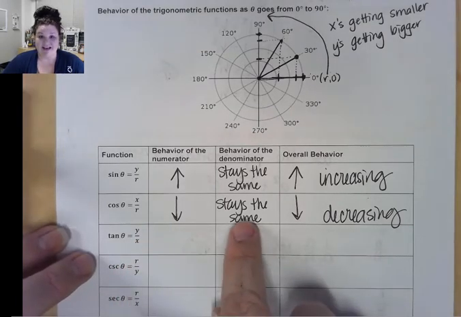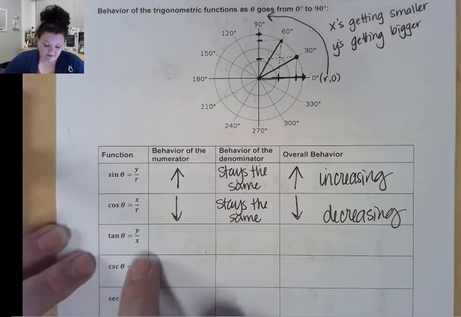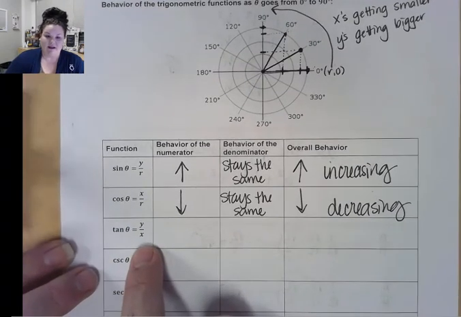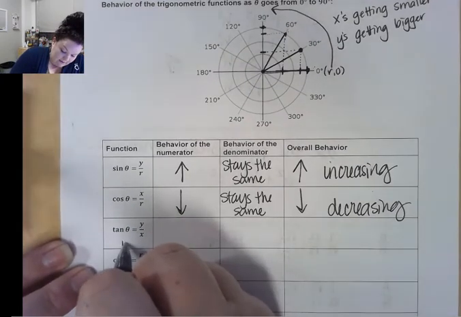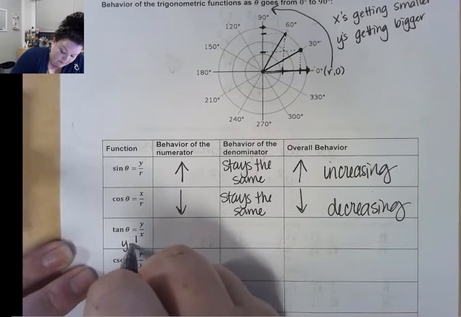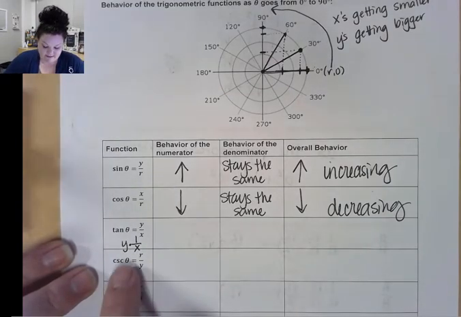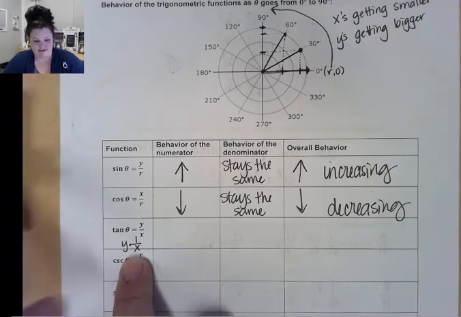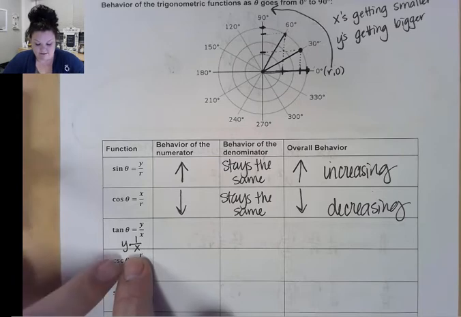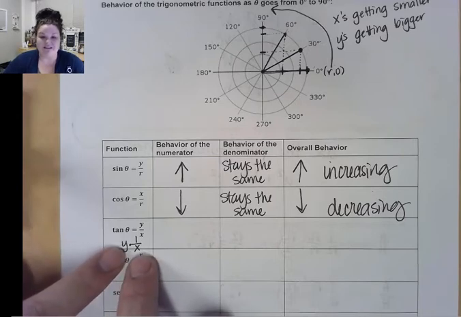There's no value that's staying the same. Okay, so I'm going to think of this in a different way. I'm going to think of this as y times 1 over x. If I think about this as y times 1 over x, I want to think about what the top is doing and what the bottom is doing, or what these two pieces are doing.